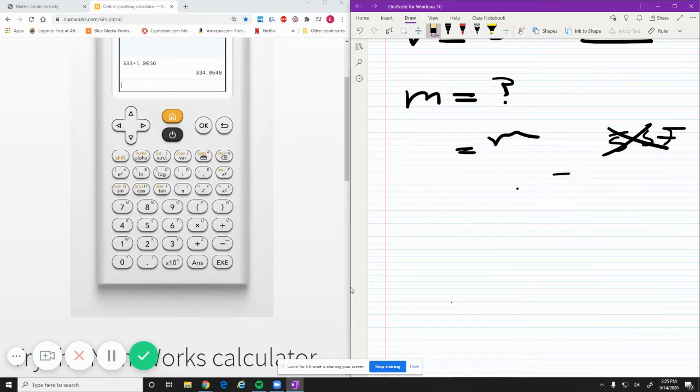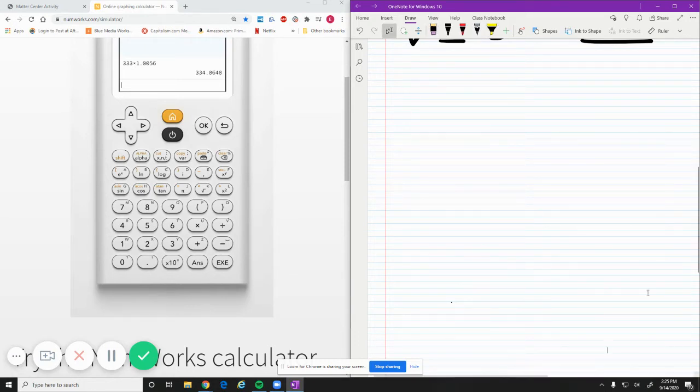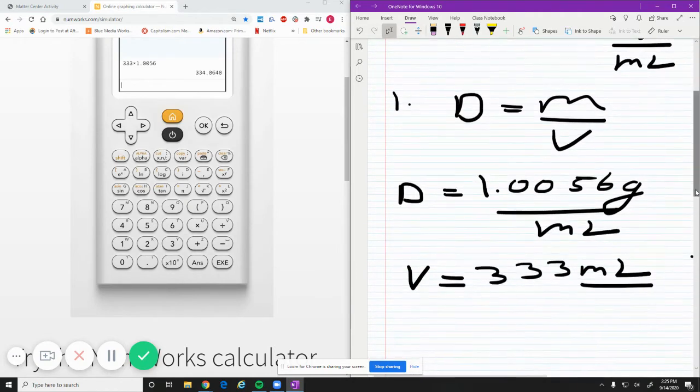All right? And that was for mass. This next one will be a little more complicated, but it's going to be similar to what we're going to be doing the entire semester. So it's really important that we practice it as well.